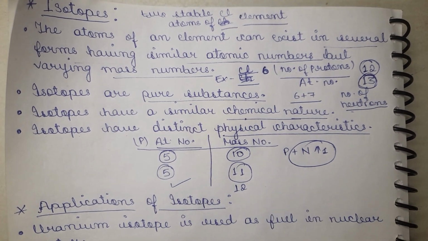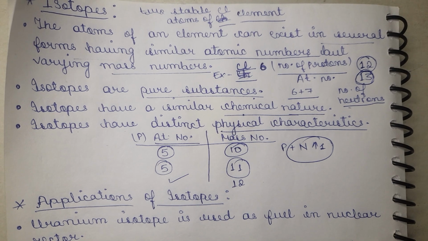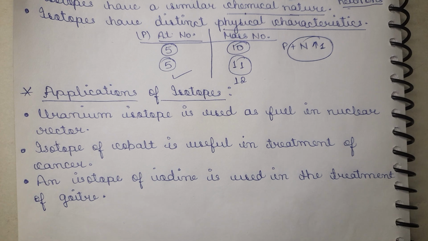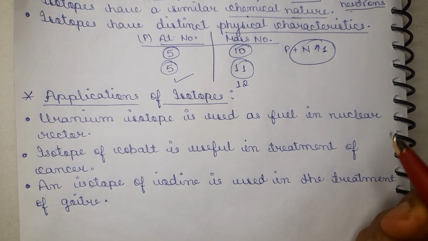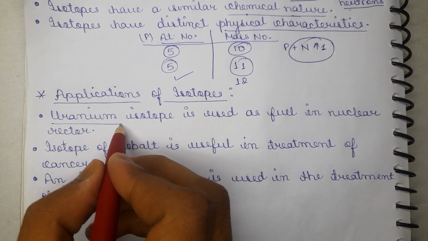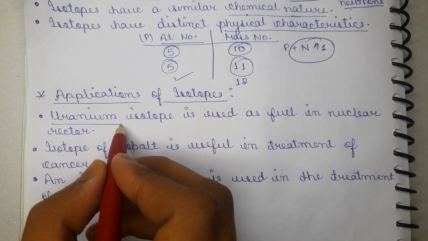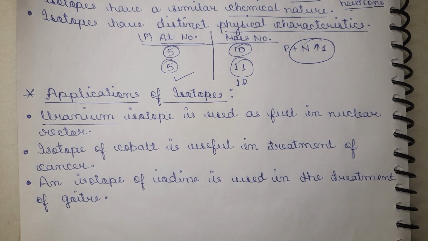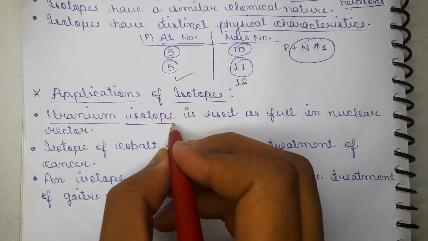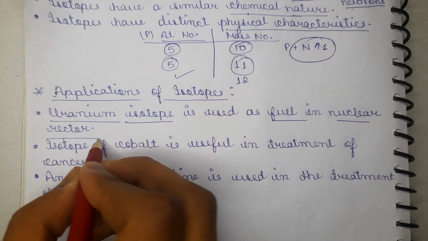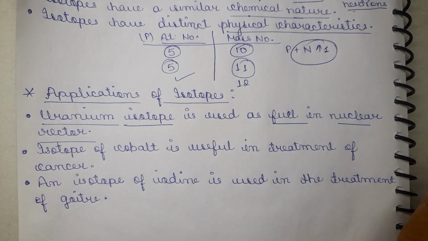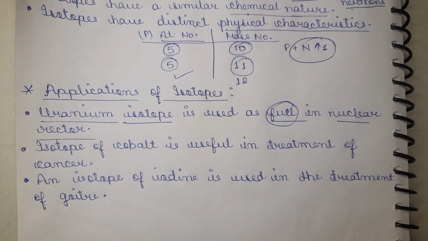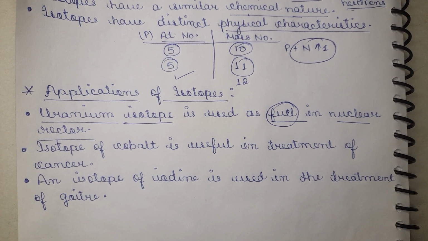Now if we talk about the applications of isotopes, what are the uses of isotopes, why isotopes are used and where they are used. First example is uranium. We all know that uranium is used for developing nuclear bombs. In nuclear plants, uranium is basically used. The uranium isotope is used as a fuel in the nuclear reactor.